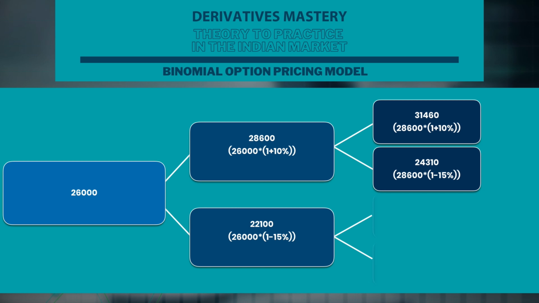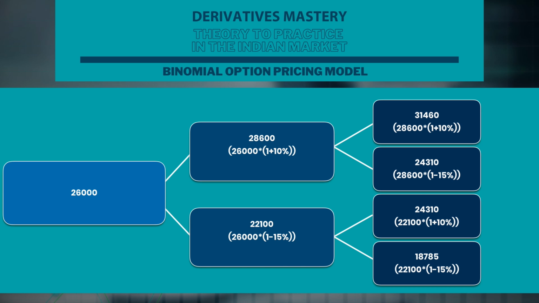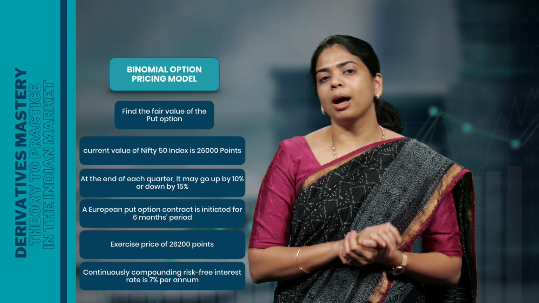Similarly, if the index had decreased to 22,100 in the first quarter, it can now increase by 10%, which is 22,100 into 1 plus 10% gives us 24,310, or it can decrease further by 15%, which is 22,100 into 1 minus 15% gives us 18,785. So by the end of 6 months, there are three possible outcomes. The Nifty index can be at 31,460 or 24,310 or 18,785, depending on how it's moved in the past 2 quarters. Now, this is a simple way to map all possible price movements over the contract period.